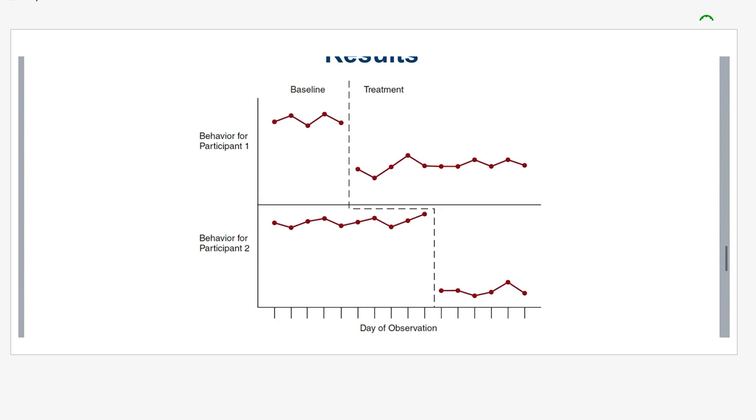Let me go back to this. Ignore the labels and pretend that participant 1 says behavior 1, and instead of participant 2, it says behavior 2. So the top half would be the first behavior and the bottom half would be the second behavior. The treatment is initiated at different times for each behavior. The key for this to work is that the behaviors have to be separate of each other. In other words, they don't influence each other. The two problematic behaviors or whatever it is that you're trying to address, they don't influence each other.